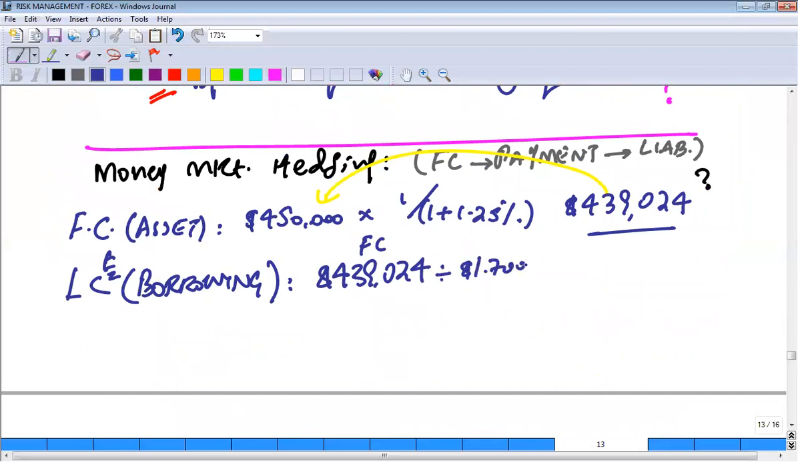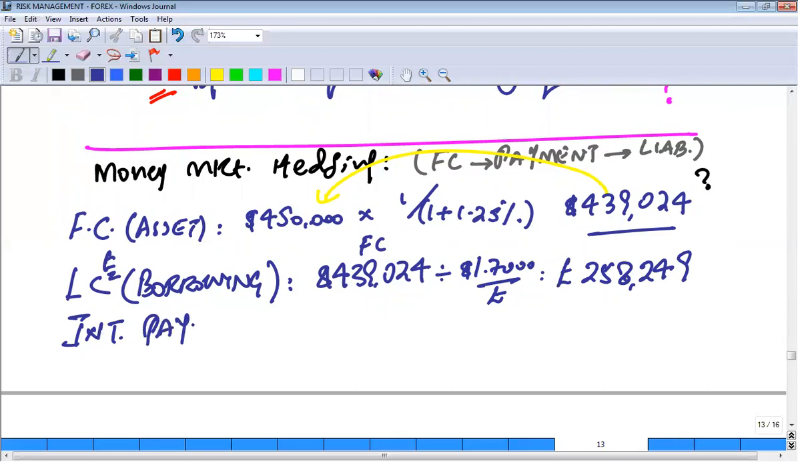Dollar 1.7 per sterling. 439,024 divided by 1.7. That means we have to borrow 258,249. We have to borrow 258,249 from the market and put the value as an interest payment.